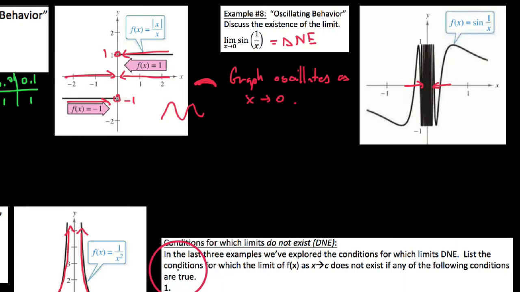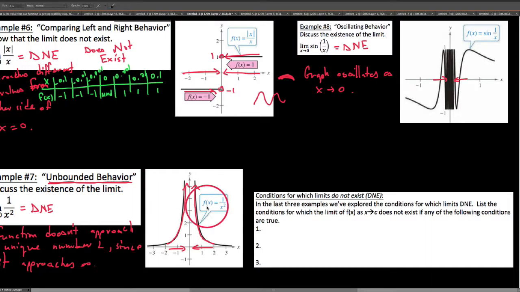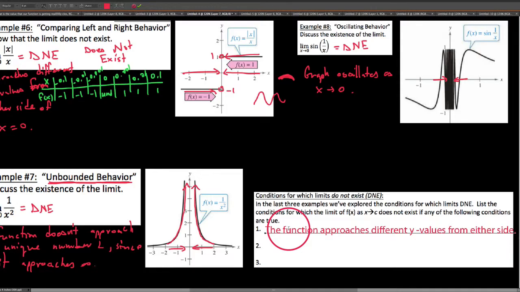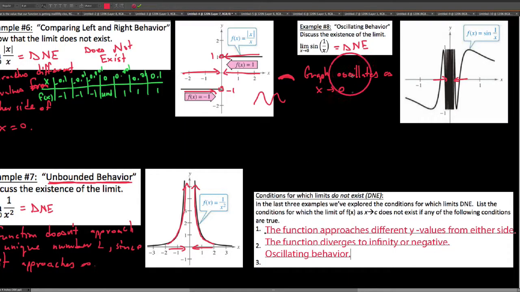So the three instances in which we see a function not having a limit at a specific x value are that the function approaches different y values from either side, the function diverges to infinity or negative infinity in terms of its y values, or there is oscillating behavior as we get really close to an x value there. So these are the three instances where a limit does not exist.